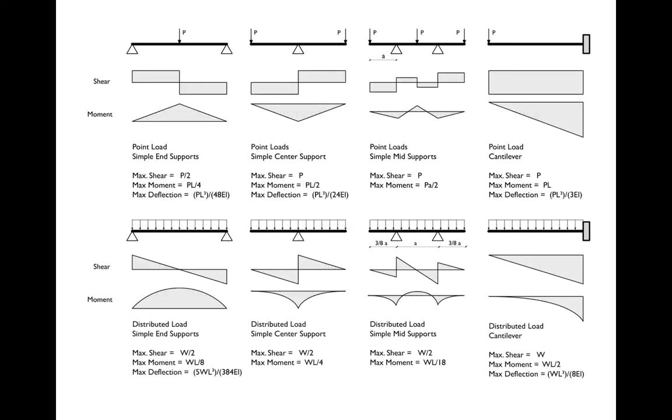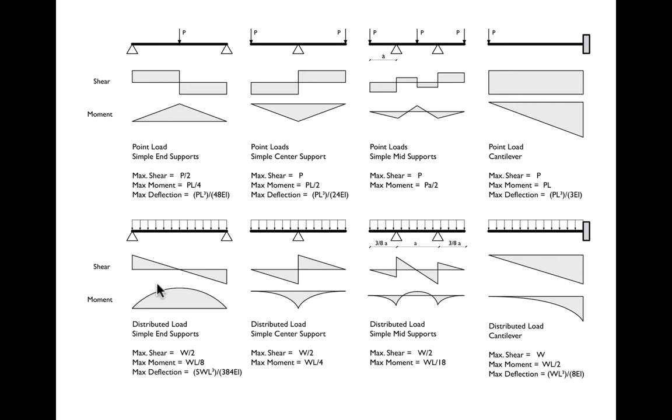The tools that we have to use these: here is our chart of shear and moment diagrams for simple loading conditions, point loads on the top, distributed loads on the bottom. And you see that in addition to showing us the shapes of the shear and moment diagrams, we have a number of equations here that let us shortcut this. So for example, the example we're going to do today, a distributed load on a simply supported beam.